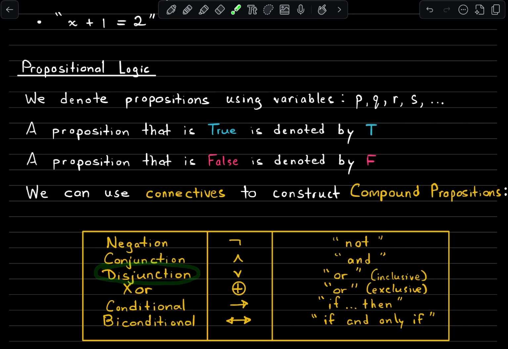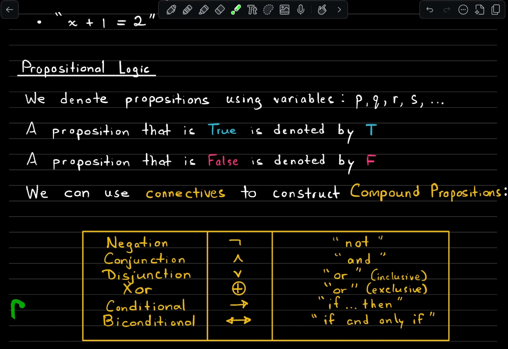Then we've got the disjunction. It looks like a little V. This means or. So written like this is going to mean P or Q. Now we should specify, this is the inclusive or. We're going to talk about this more in depth, but this means either P or Q or both can be true. Then you've got the exclusive or. This has that little circle with a plus sign in it. This also means or, but this is going to mean just one or the other, not both.